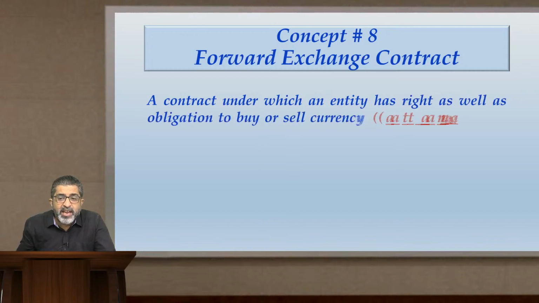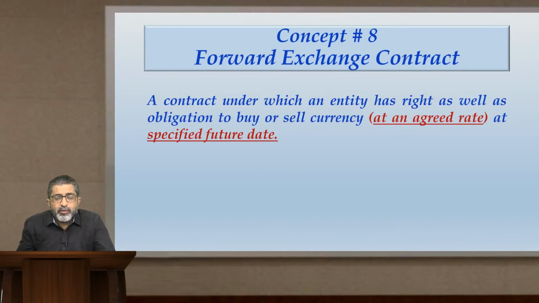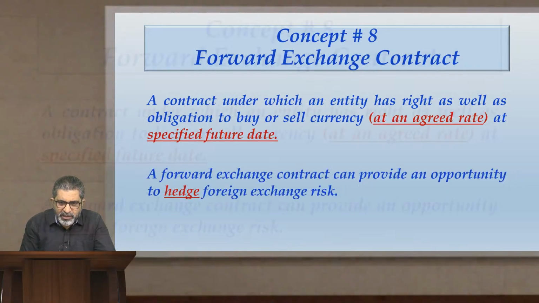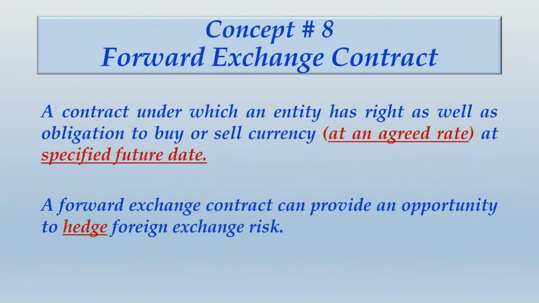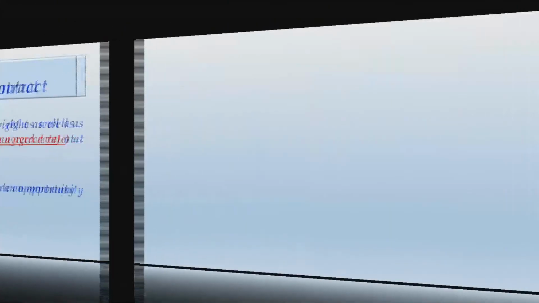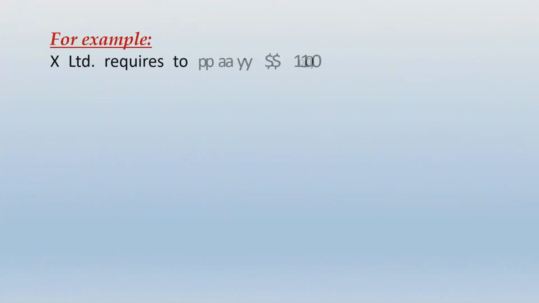So let us take an example of what would be the opportunity to hedge, and let us read out this content. A contract under which an entity has the right as well as obligation to buy or sell currency at an agreed rate at a specified future date, that is a forward exchange contract. A forward exchange contract can provide an opportunity to hedge foreign exchange risk. So let us take an example to understand this.